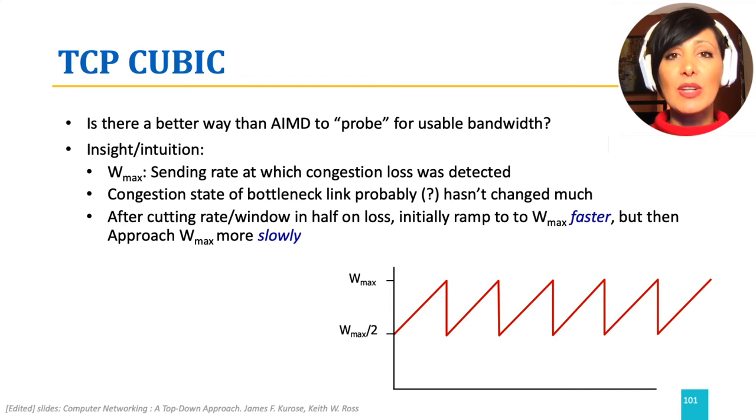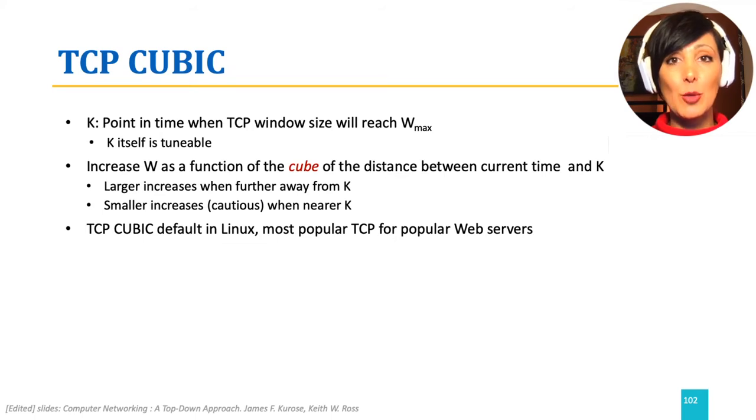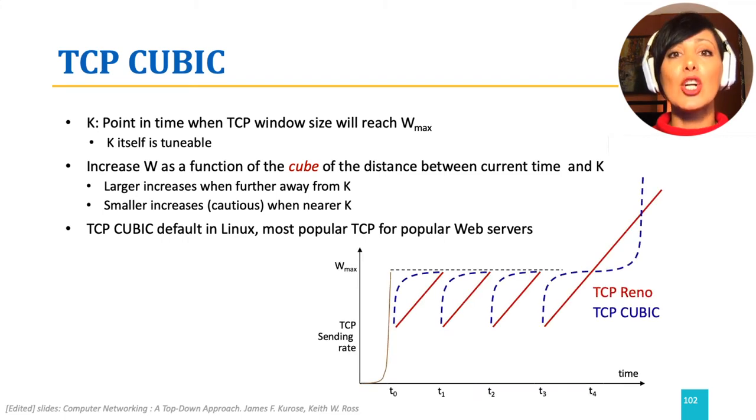This means more increase in lower values of the CWND. TCP CUBIC increases congestion window size as a function of the cube of the distance between T, the current time, and K, which is a point in time when TCP window size will reach the max value of the window size. This will result in larger increases in lower values of window when T is still considered further away from the point where the maximum value would reach, and smaller increases when it's about the time.